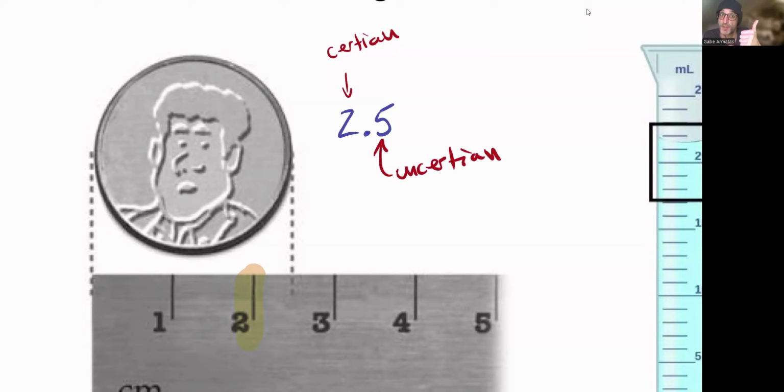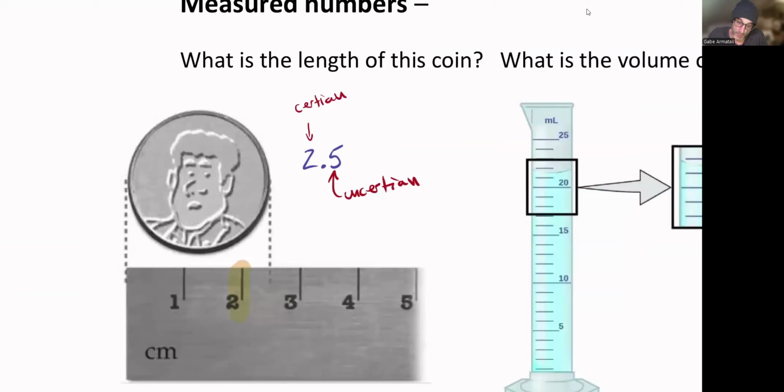We are certain of the 2. We are uncertain of the one beyond. So you take the smallest hash and you have to guess one more. This is accurate out to the tenth place because of the thing that we're using to measure it with. So the length of this coin would be 2.5 centimeters. By the way, we're going to talk about uncertainty in a second: plus or minus 0.1. There is a little buffer.